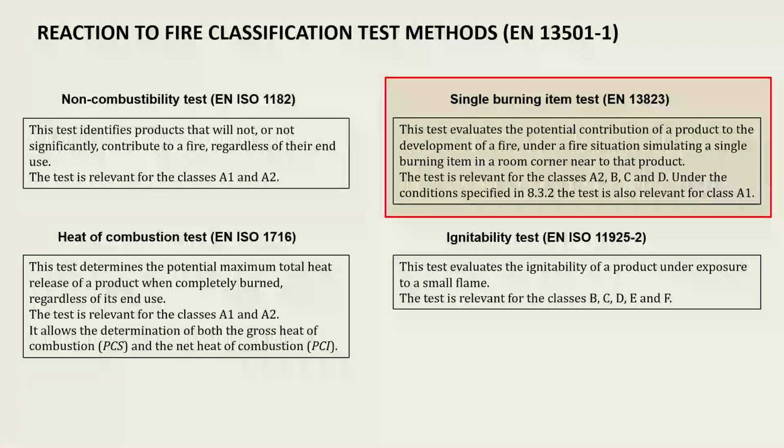Next fire classification test method is EN 13501-1, the single burning item test. This test is considered as the backbone of the Euroclass system for building products. The test results are relevant to classes A2, B, C, and D, and sometimes for class A1.